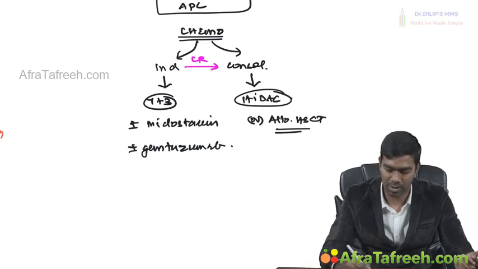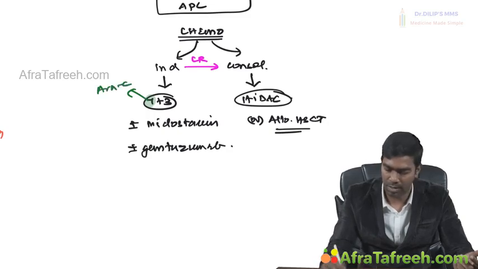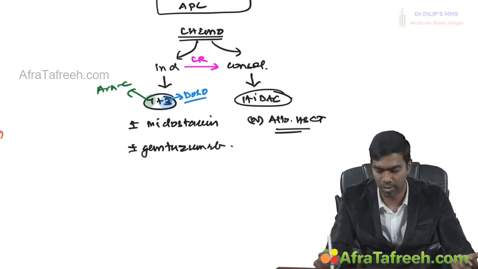Remember, 7+3 means for the first 7 days I will be using continuous infusion of cytosine arabinoside, and for the remaining 3 days I will be using liposomal doxorubicin, or simply doxorubicin or daunorubicin.